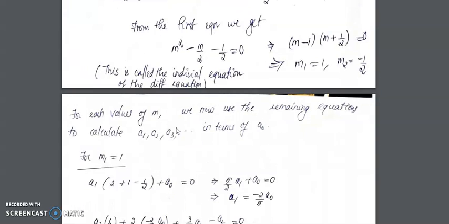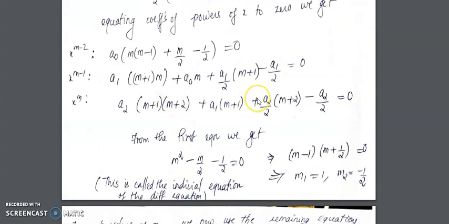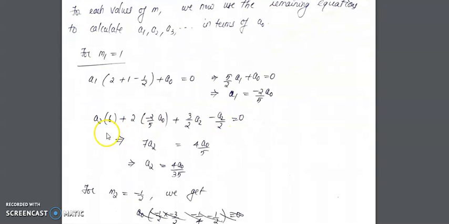Similarly, substituting m and a1 in the second equation, we can obtain the value for a2. When you substitute in the second equation, you will get a2 into 6 minus 4 by 5 a0 plus 3 by 2 a2 minus a2 by 2 equal to 0. So 3 by 2 minus 1 by 2, that will be equal to 1. You will get 7 a2 equal to 4 by 5 a0. So a2 will be 4 a0 by 35. So we have got the value of a2.